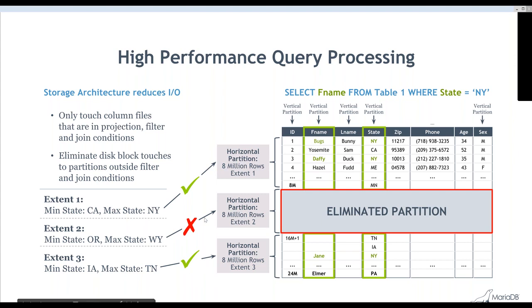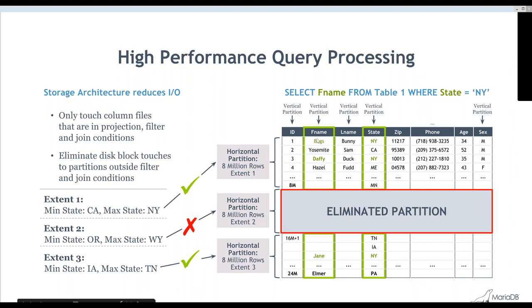So let's take the example of the query we saw before: select first name from table where state equals New York. What's going to happen is that we're going to use the extent map, and since we know that the where clause condition is state equals New York, we can see that it could be in extent 1, but it's not going to be in extent 2. So we're not even going to bother looking at that extent. It could also be in extent 3, because it falls within that range.